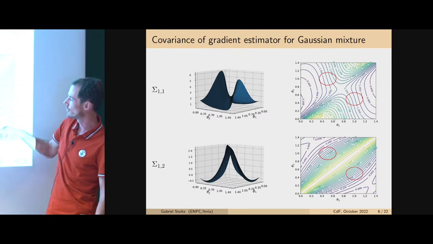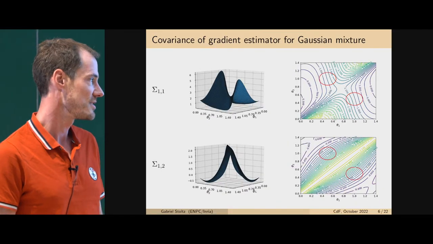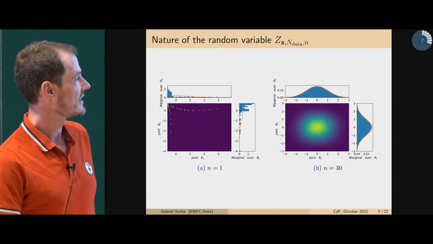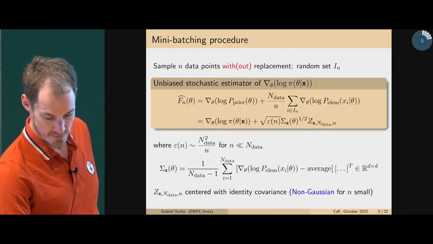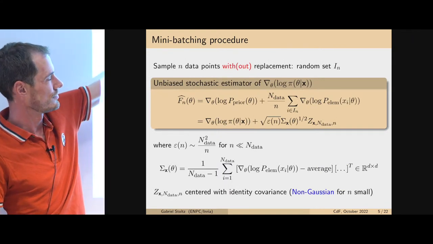So those are the two important modes, and what you see is that in those modes, the entries of the covariance matrix are really changing. I mean, it's not constant. That's an important remark because some methods in the literature work best under the assumption that this covariance matrix is constant, which is not really the case here.